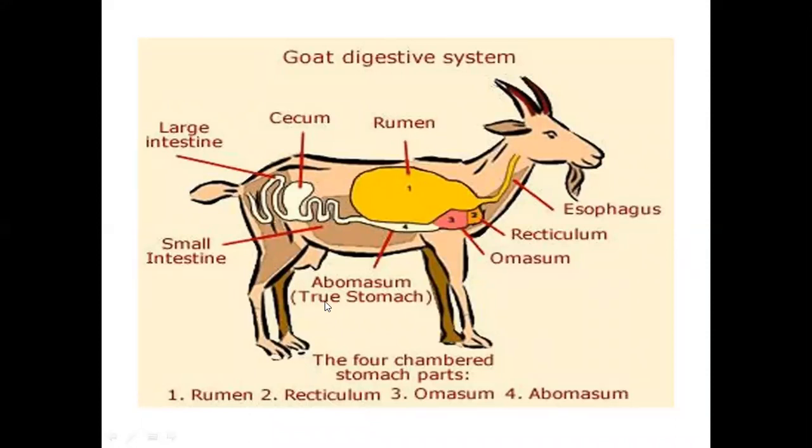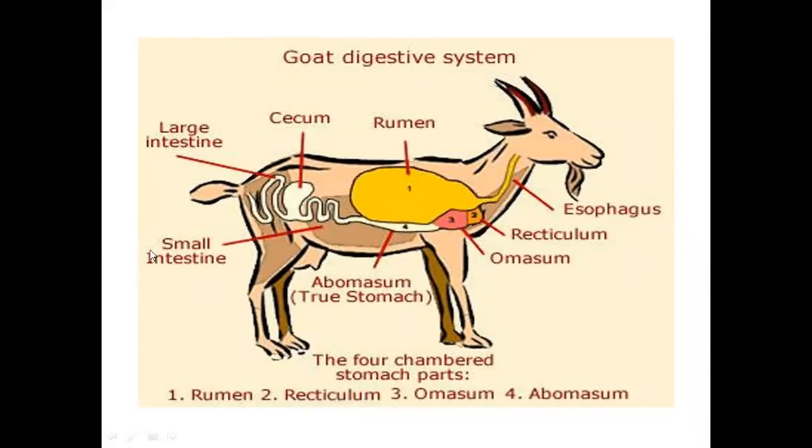Now, why is it known as the true stomach? In the case of monogastric animals or non-ruminant animals like humans, the stomach is single chambered. The stomach is single chambered, and that chamber is like the abomasum. So all the monogastric animals possess a single chambered stomach that is similar to the abomasum of ruminant animals, in structure and function. That's why it is known as the true stomach. The four chambered stomach parts are rumen, reticulum, omasum, and abomasum, as we know.